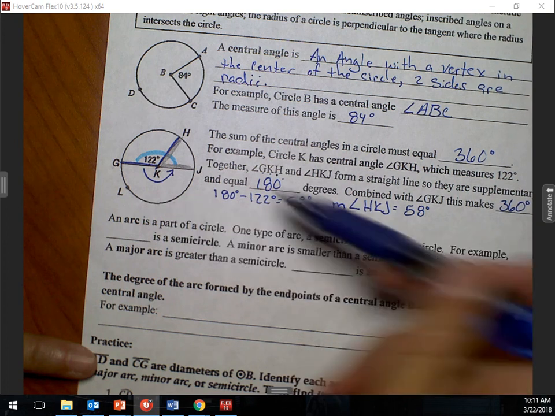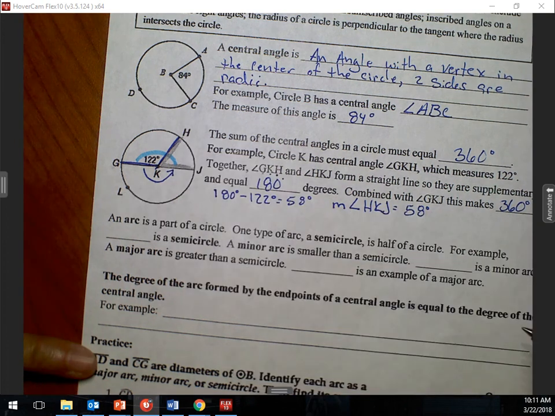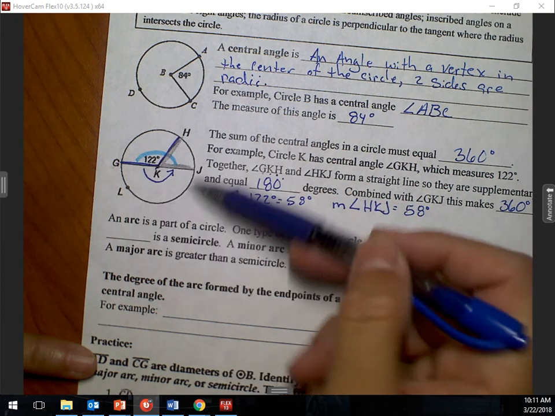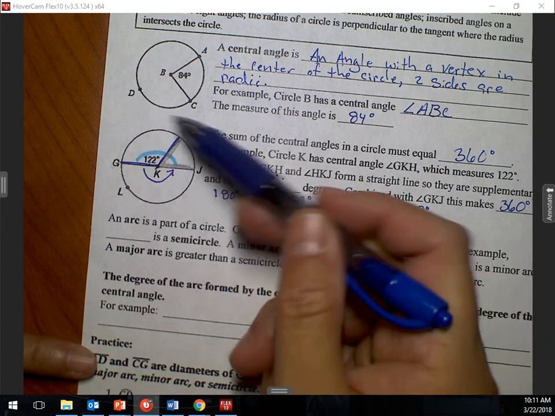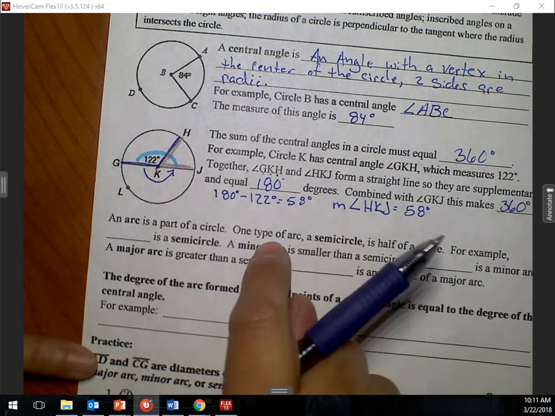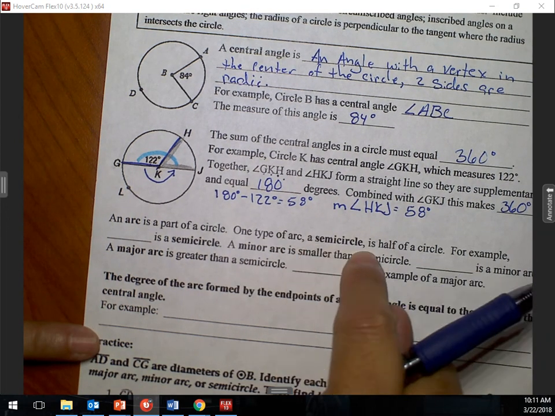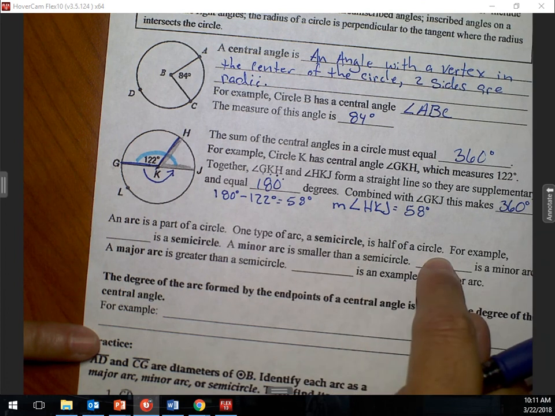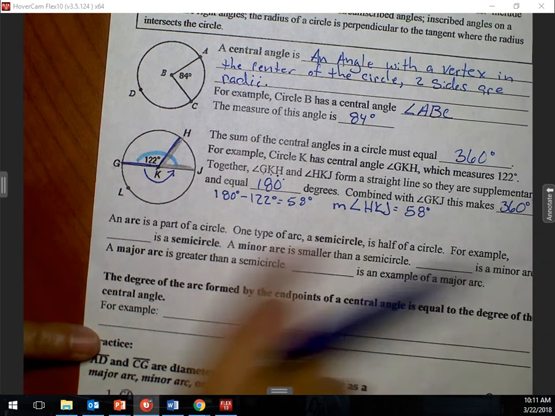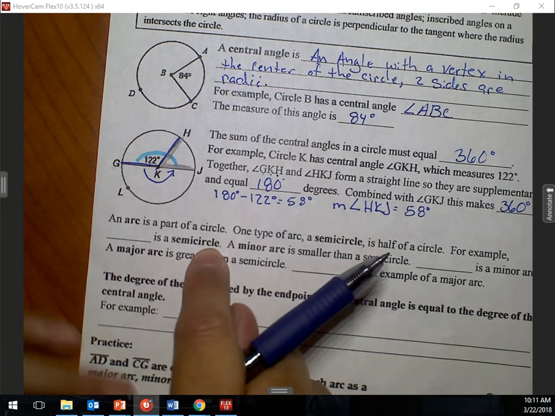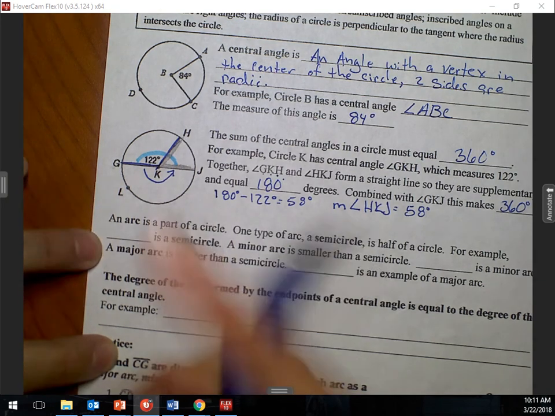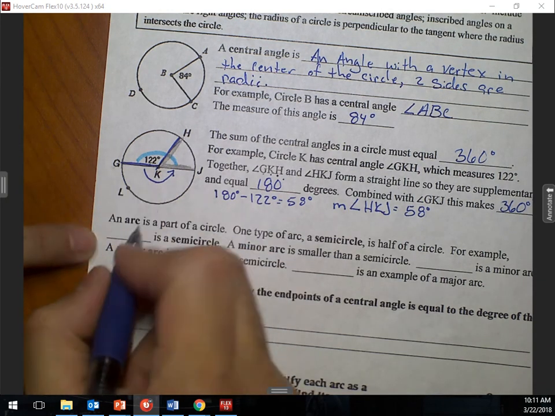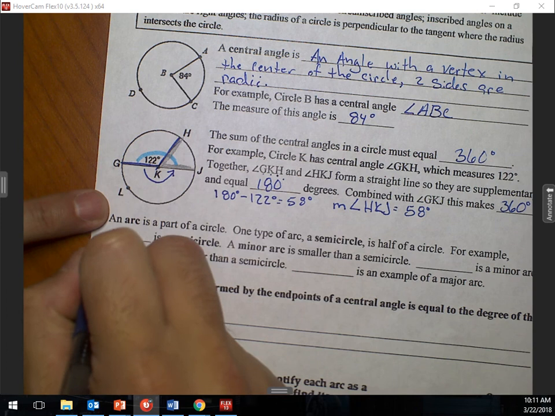Okay, so now right here, it refers to the pizza crust, right? So it's only going to be around the outside. One type of arc is a semicircle, which is half of a circle, right? Okay, for example, blank is a semicircle. So let's do, what do we say it is? So let's say G, H, J.